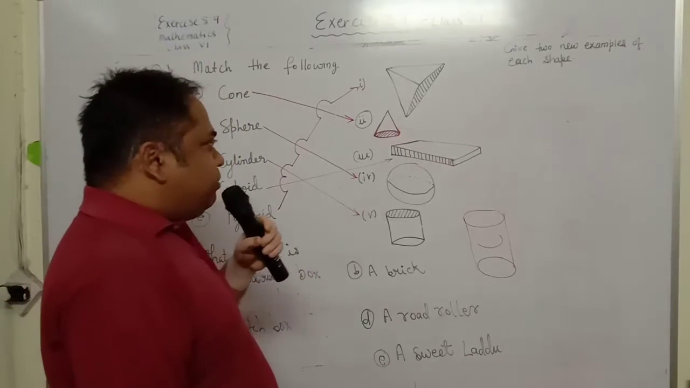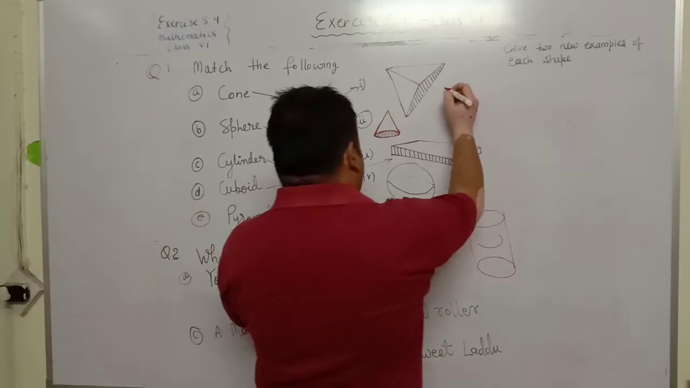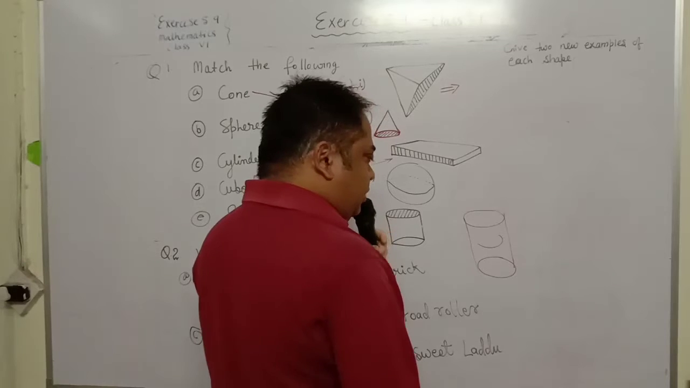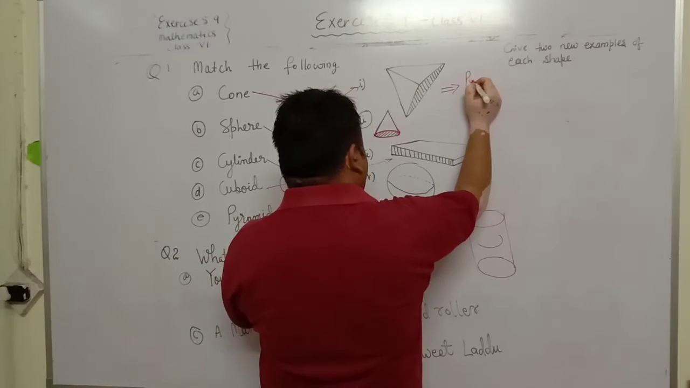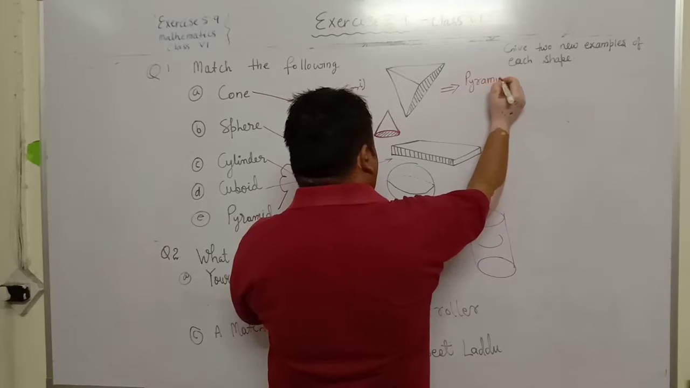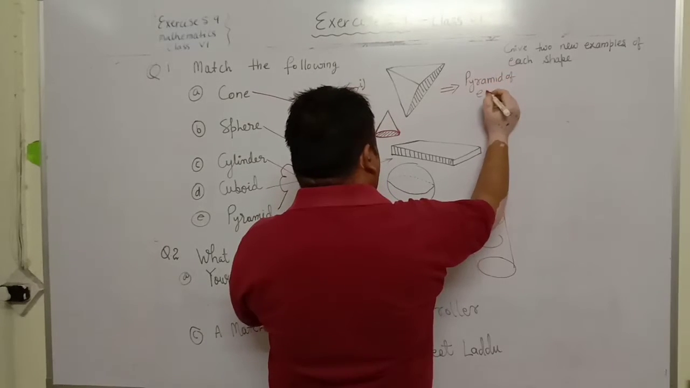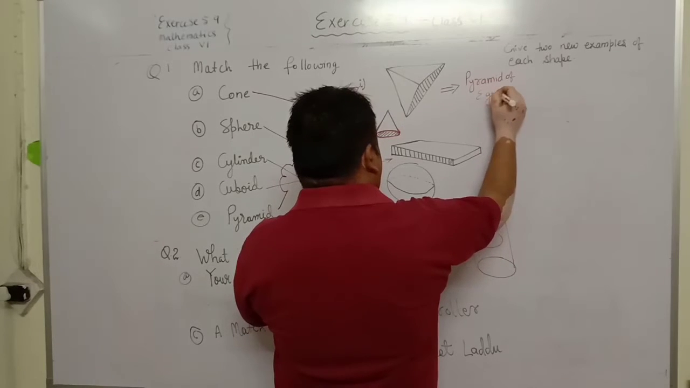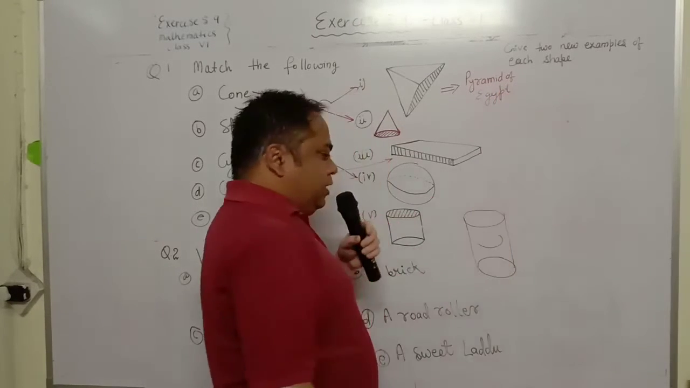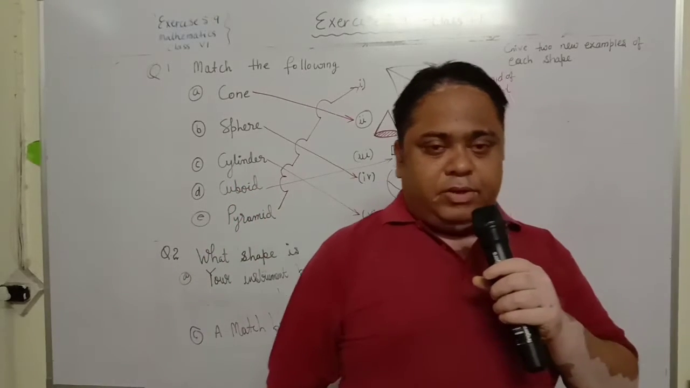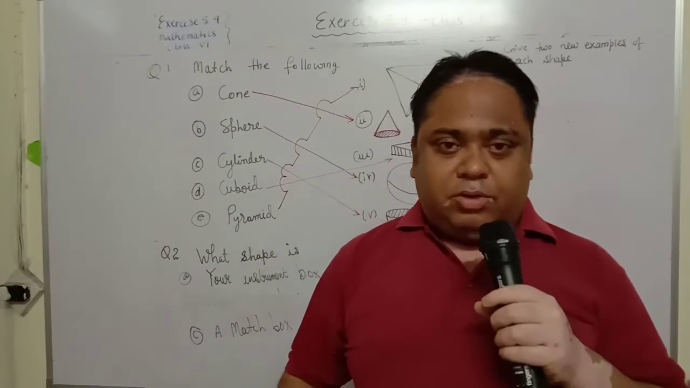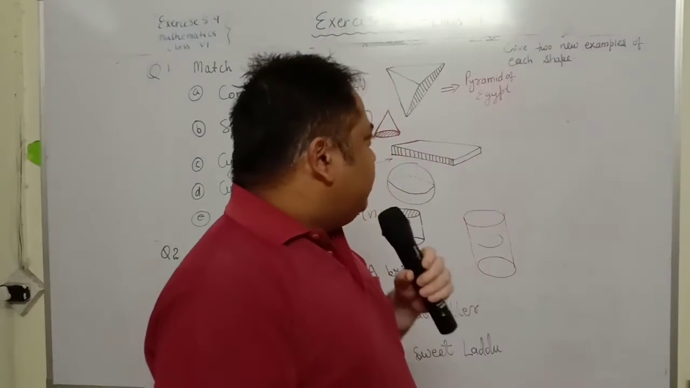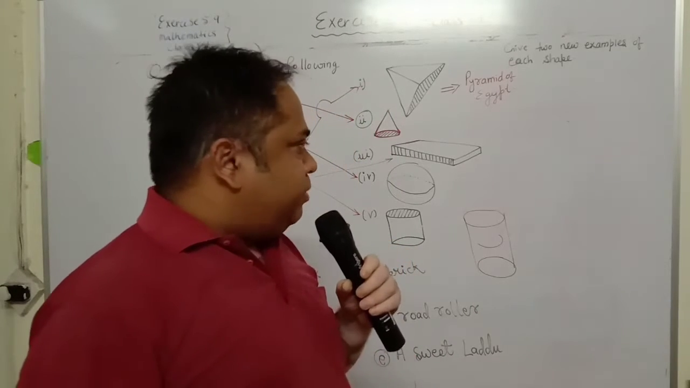Now we have to give two examples of each. Can you give me some examples of a pyramid? The Pyramid of Egypt. In Egypt, the dead bodies are kept inside a three-dimensional structure called a pyramid. So this is one example of the pyramid.